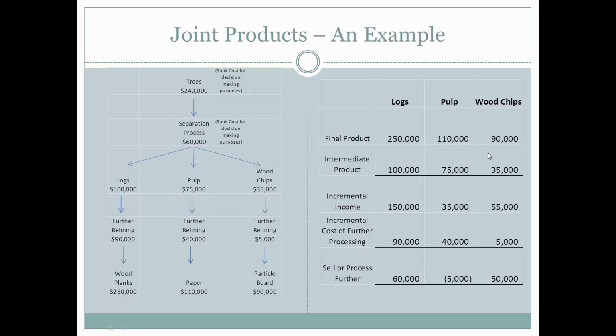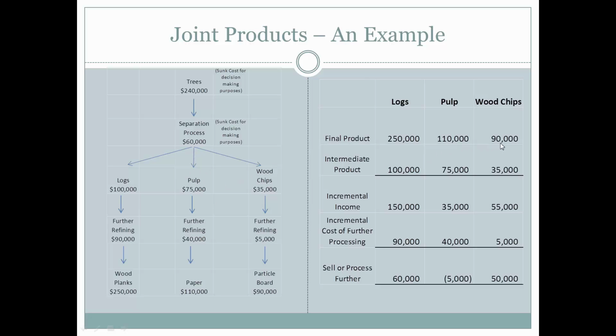Now let's look at pulp. The final product sales price, the intermediate sales price, and this would be the incremental income that we would have received by processing it further. However, when we look at the cost of further refining, we determined that that would have been $40,000, and so we would have lost $5,000 by processing this further because we would have incurred the cost of $40,000, but the additional income would have only been $30,000. So in this instance, we would probably sell the pulp as is for $75,000.